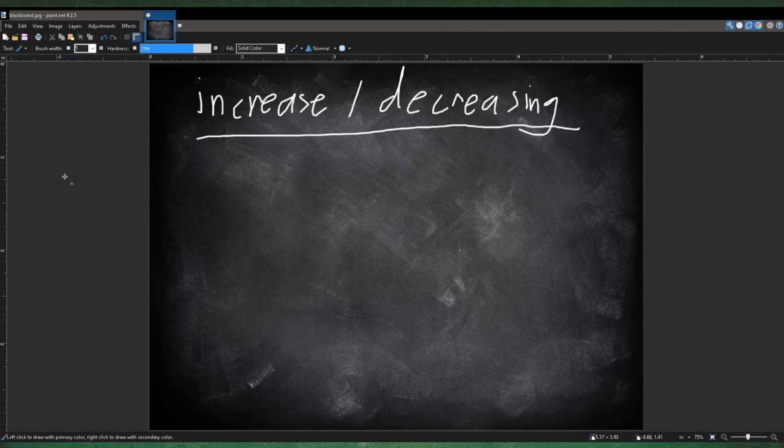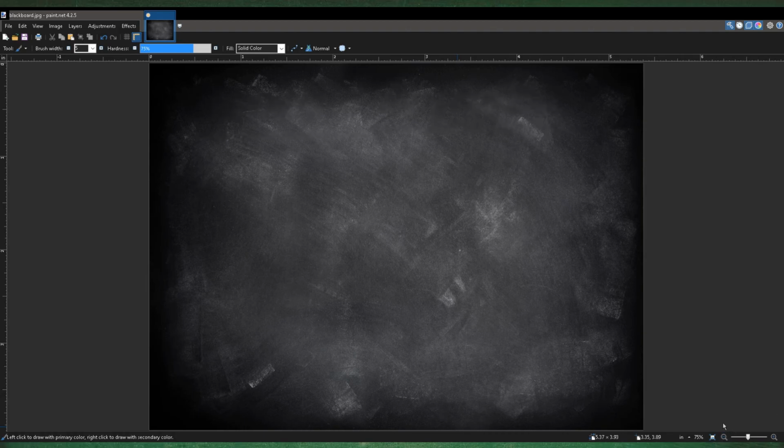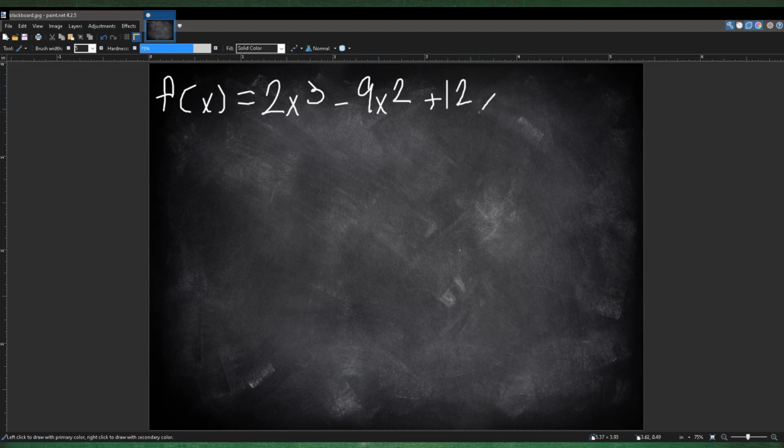Okay, so let's use the same equation we did in the previous example with maxes and mins. So f of x is equal to 2x to the power 3 minus 9x squared plus 12x plus 6, right? And that went from -2 to 5. So let's take a derivative of that.